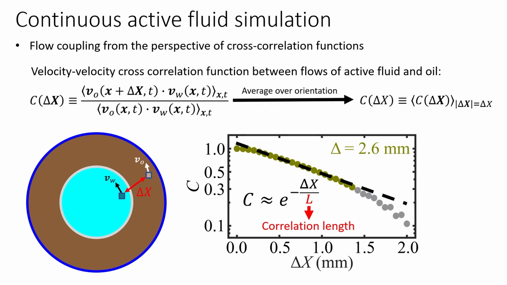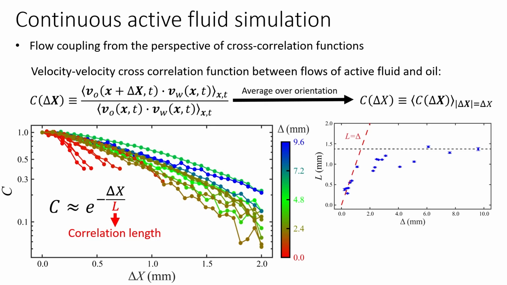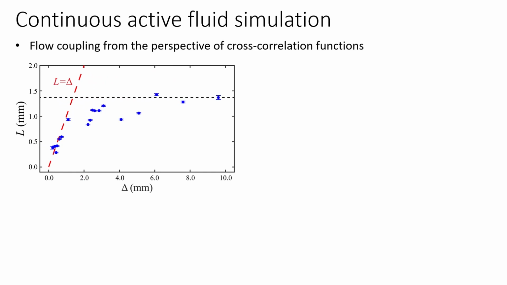Here we demonstrated one example. We repeated this analysis for all the simulation data for different oil layer thicknesses. And then we fit each curve to its exponential function and extracted the correlation length. And we plotted the correlation length as a function of oil layer thickness. Our analysis showed that the correlation length first increases linearly with oil layer thickness and then reaches saturation. Let's evaluate the meaning for each of these two cases.